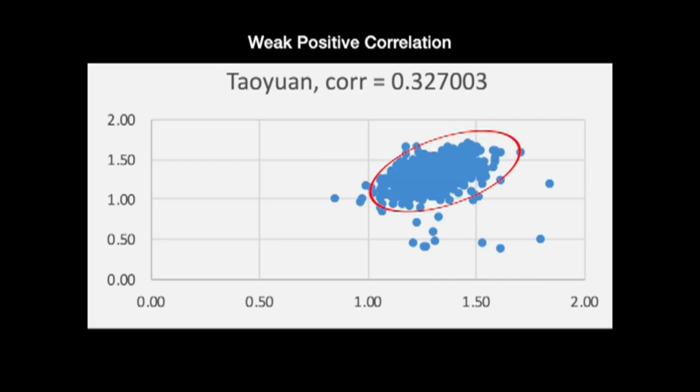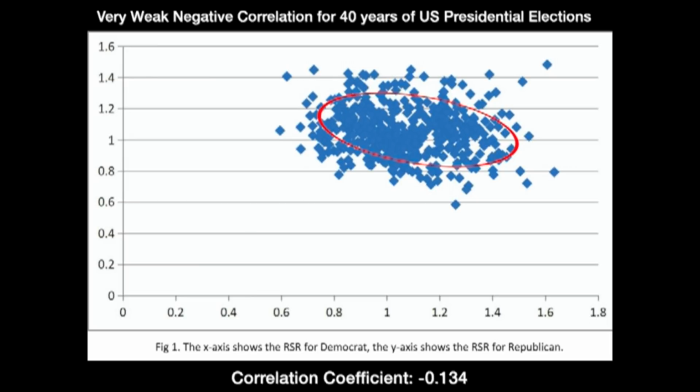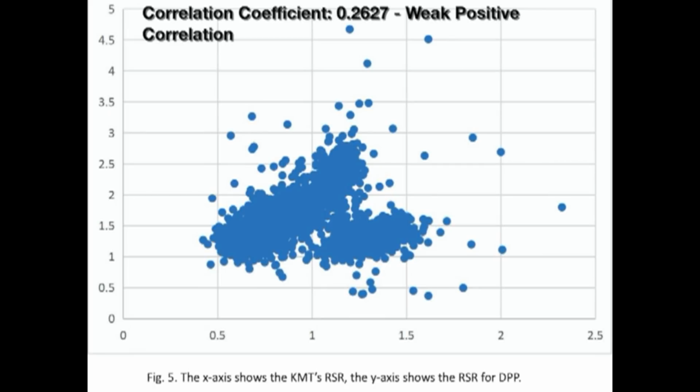support increase is nationwide. So here's the US presidential elections again for the past 40 years, and I just wanted to remind everyone that when there is normal voting behavior, the correlation is supposed to be negative. And we can see the correlation coefficient here is negative 0.134. However, in Taiwan in the year 2020, our presidential election shows a positive correlation, a correlation coefficient of 0.2627. Positive correlation basically means widespread election fraud.